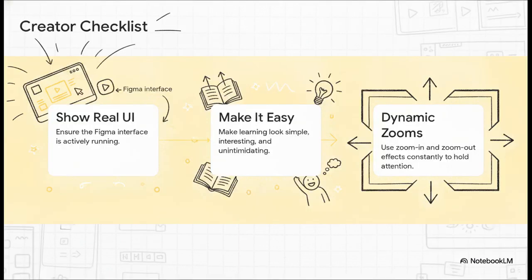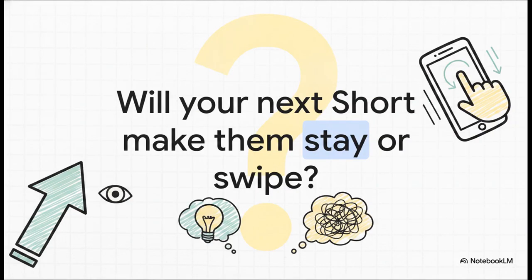And the producer notes leave us with this final, critical checklist for the creator. Step 1, make sure the Figma interface is actively running when you say its name. Don't use static images, use dynamic screen recordings. Step 2, make learning look easy and fun. The whole vibe of the video has to be encouraging, not intimidating. And step 3, use zoom in and zoom out effects all the time. Movement equals attention. Ultimately, this just proves that dynamic, fast-paced execution is exactly as important as having a beautifully written script. And that brings us to the end of our analysis.